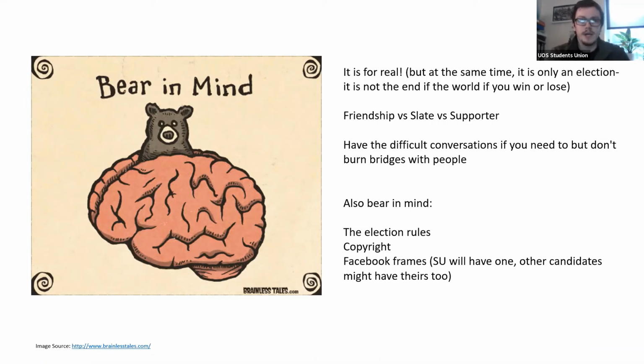So yeah, the one thing I always say to people is there's lots of reasons not to run, but being worried about losing shouldn't be one of them. I think if that's the only thing stopping you from going for a role, then you should probably be running for the role, because don't worry about losing. You can't control it. You can just do your best to prepare.